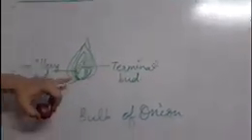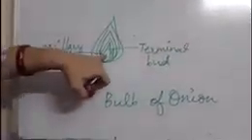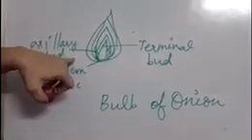Bulb of onion is a condensed shoot. It bears fleshy scaly leaves that store food. This condensed bulb has got roots at the base. And if we cut a portion of it, it looks like this inside. I have shown that it has terminal bud and axillary bud.